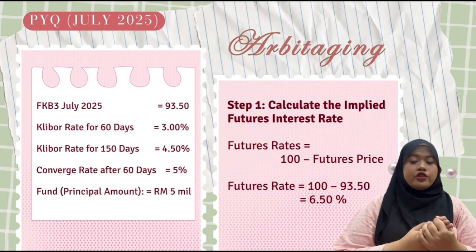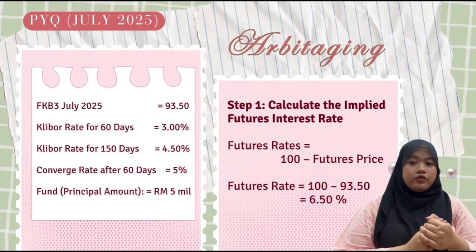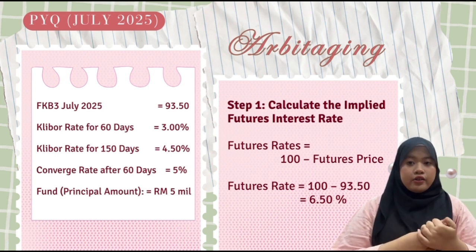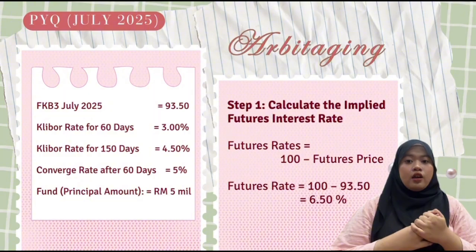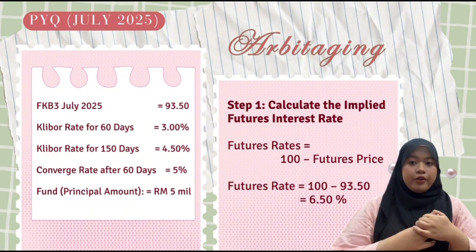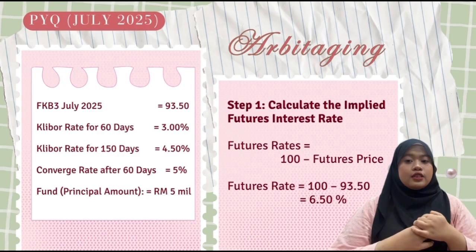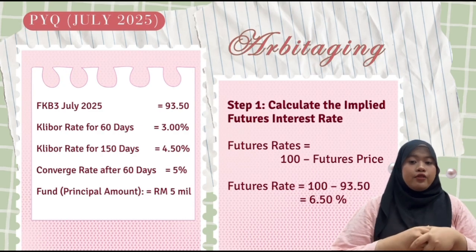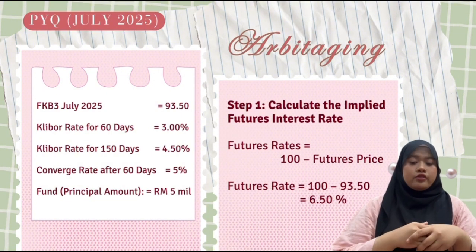Firstly, the information provided is FKB3 futures price 93.5, KLIBOR 60 days 3%, KLIBOR 150 days 4.5%, conversion rate after 60 days 5%, and principal amount of 5 million. We will use these values throughout the calculations. The first step is the implied futures rate. First, I will calculate the implied futures interest rate.